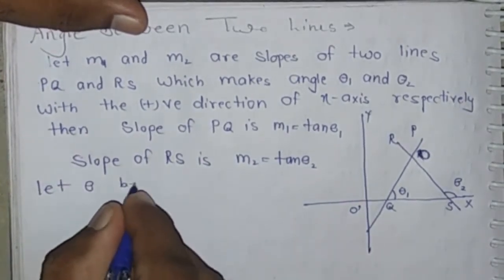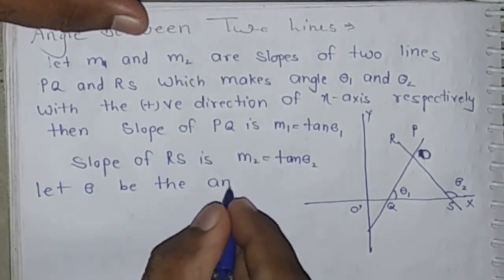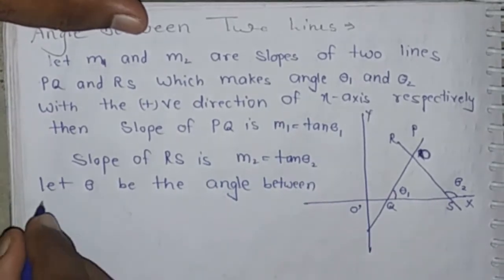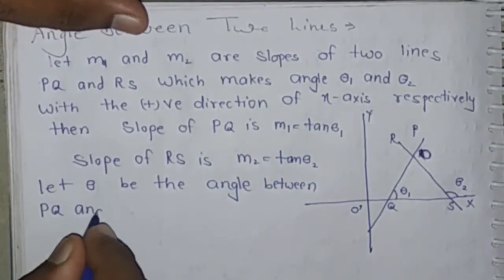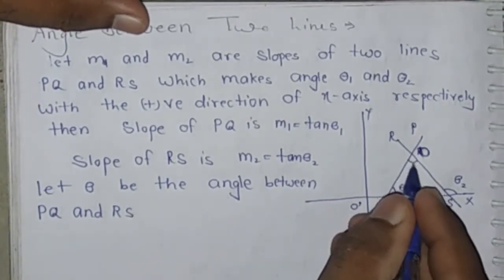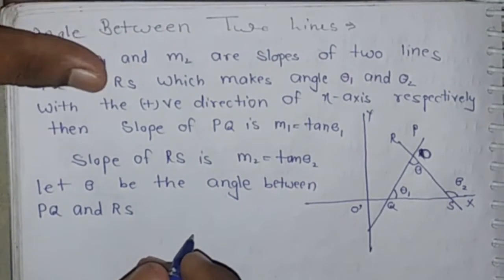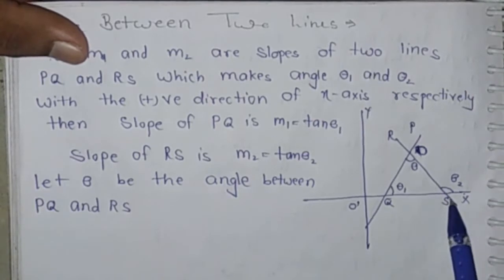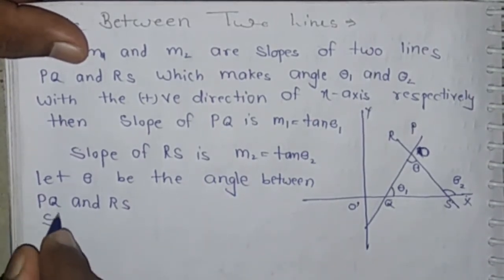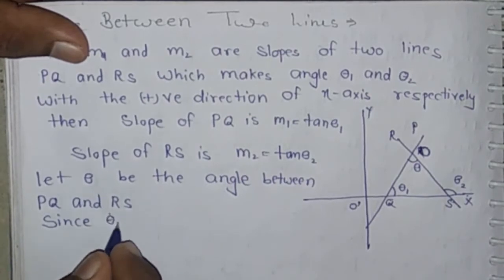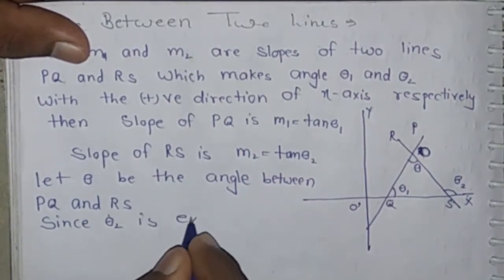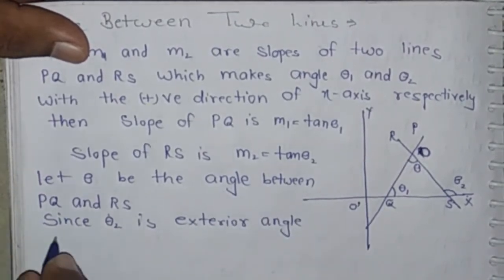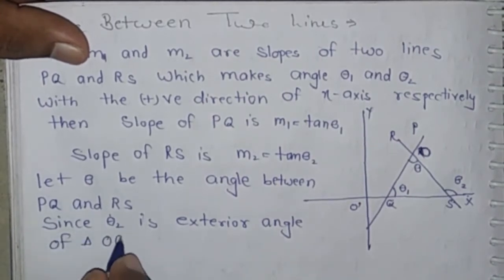Let theta be the angle between the line PQ and RS. Theta be the angle. Then, since theta 2 is the exterior angle of triangle OQS, theta 2 is the exterior angle of triangle OQS.